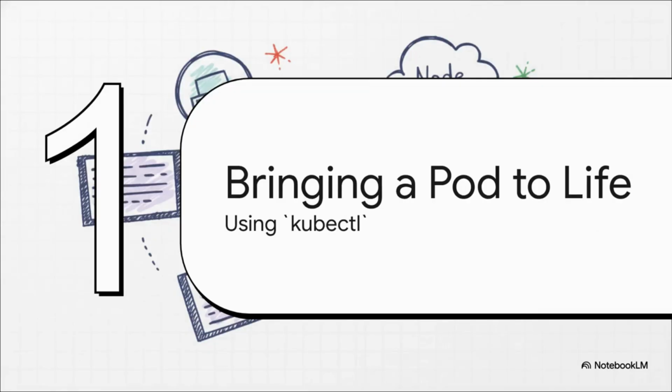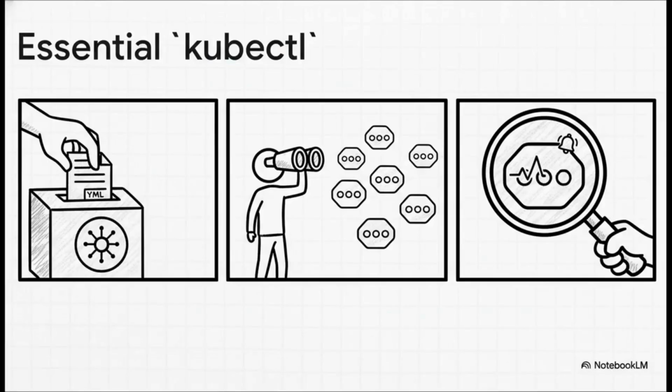So we've written our YAML file, our blueprint. How do we actually give this to Kubernetes and tell it, okay, time to build? For that, we turn to our trusty command line tool, kubectl. These 3 commands are going to be your best friends starting out. kubectl create is how you feed it your YAML file. kubectl get pods is how you check to see what's running. And kubectl describe is how you zoom in and get all the juicy details about one specific pod.